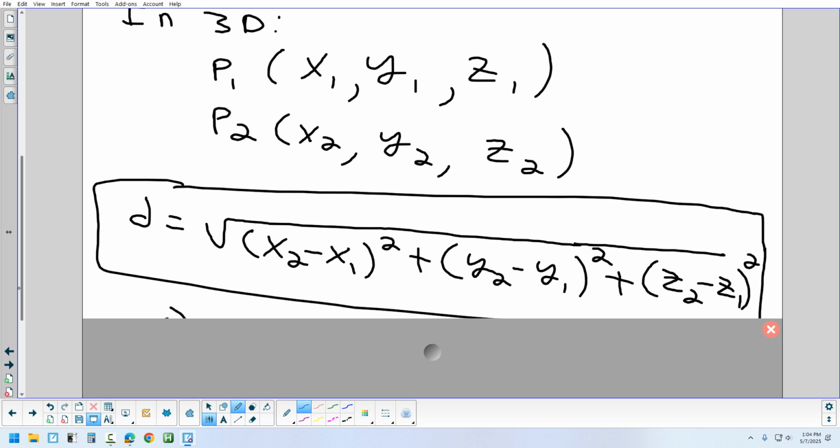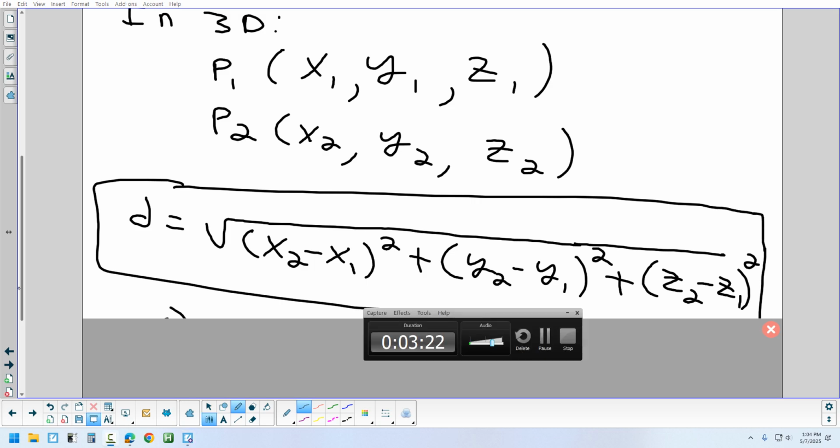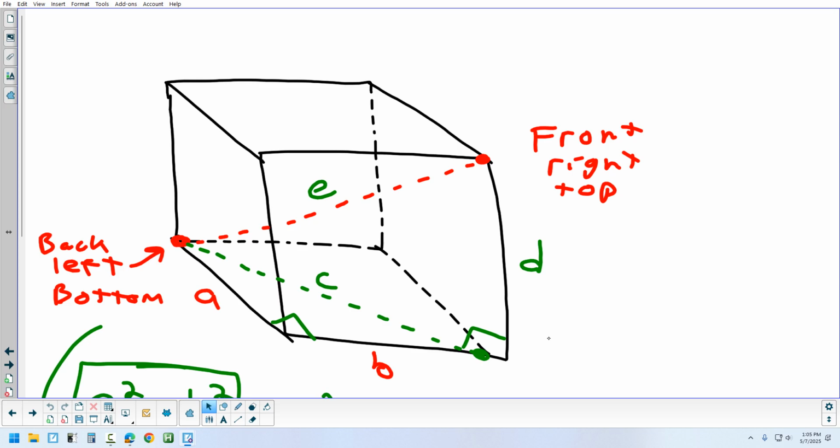Let me show you a picture. So if you wanted to find the distance in 3D, let's say you wanted to find from the back left on the bottom of that box to the front right top. So you're going across the diagonal of the box. In order to find that distance, I tell you this is the length of the box, the width of the box, and the height of the box.